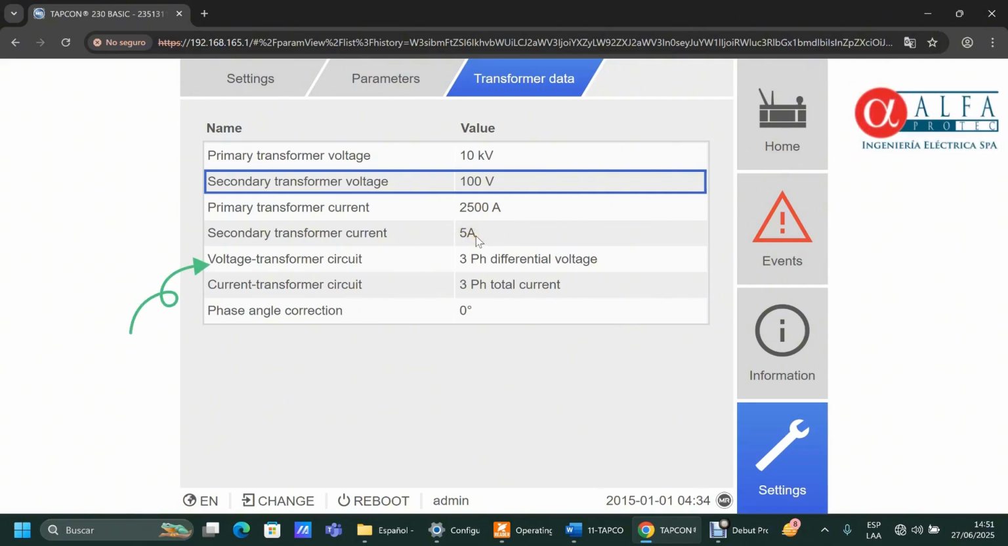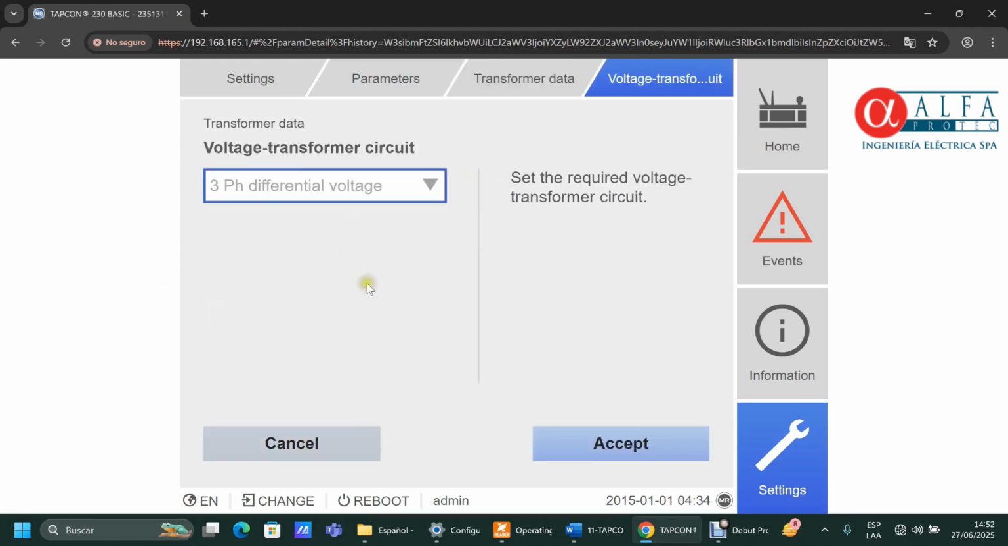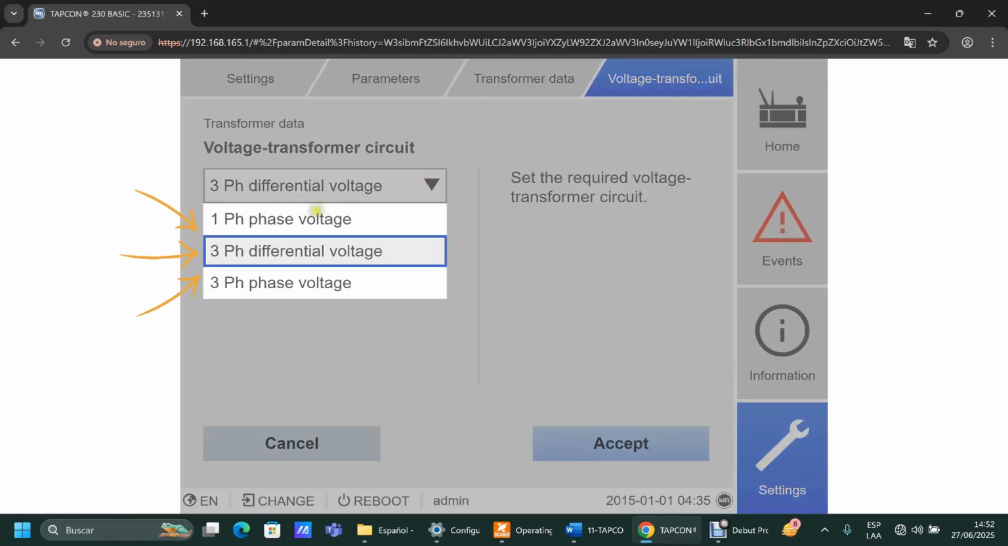Now let's look at the voltage transformer circuit setting. This parameter defines how the TAPCON interprets the voltage signals it receives. The available options are: single-phase phase voltage for single-phase systems, three-phase phase voltage for three-phase systems with phase to neutral measurements, and three-phase differential voltage for three-phase systems with phase to phase measurements.